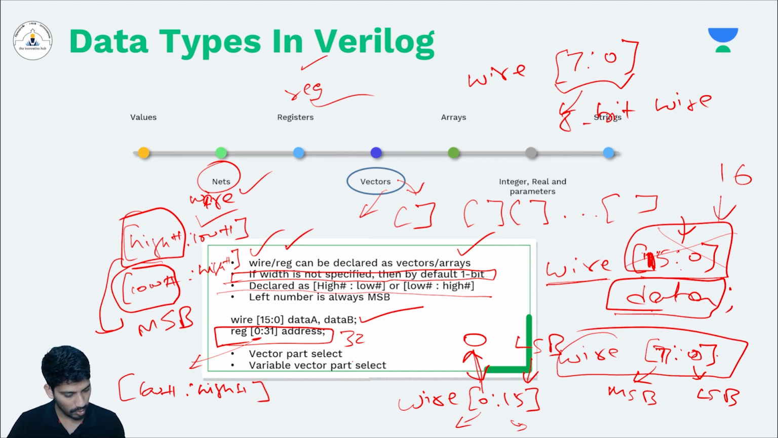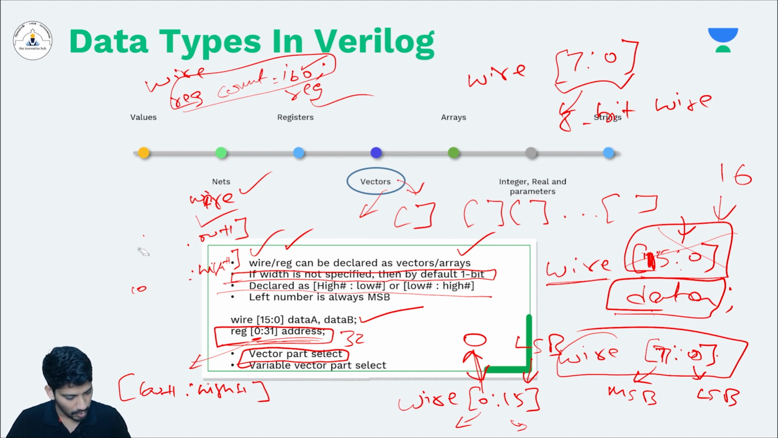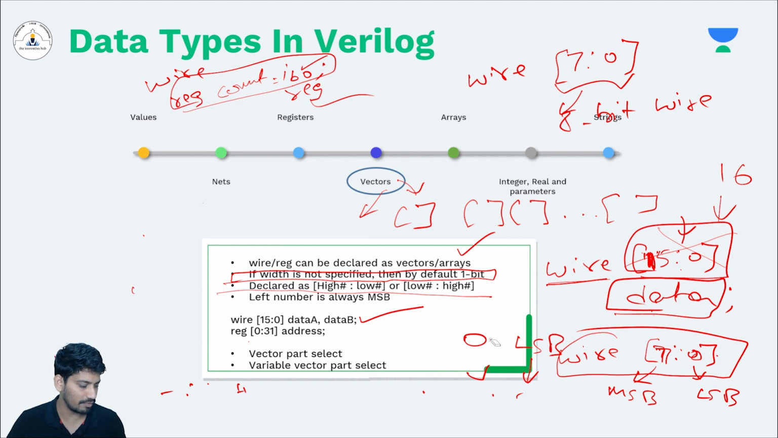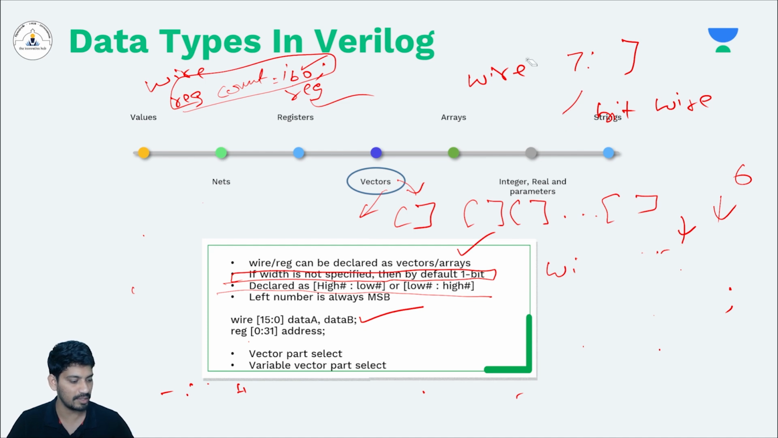Now let's see how to do vector part select. Since normal wires and registers are single-bit values, you can directly assign to them, as I showed in the previous slide, like register count equals 1 tick binary 0. You can directly assign because it is a single-bit value. But how to assign for a multi-bit vector? So let's see how to assign. You can assign the complete vector in the initialization stage, or you can assign part of it also. The vector part select will define how to assign part of the vector.